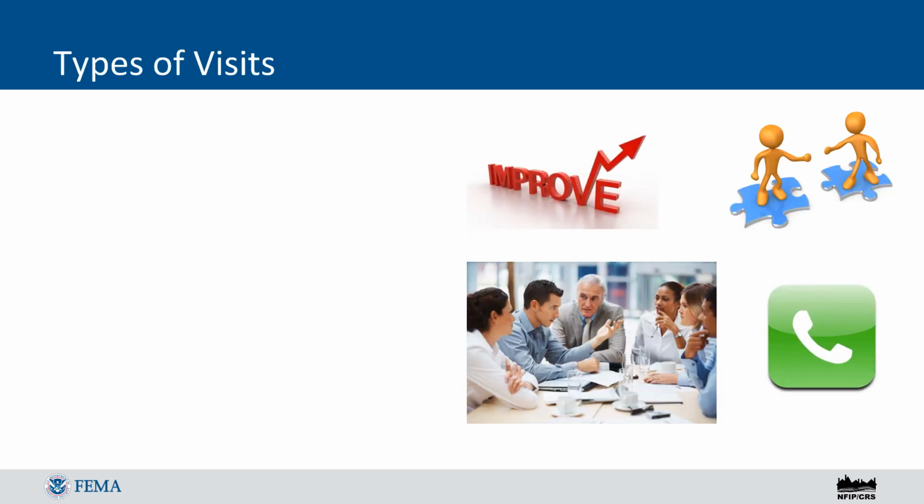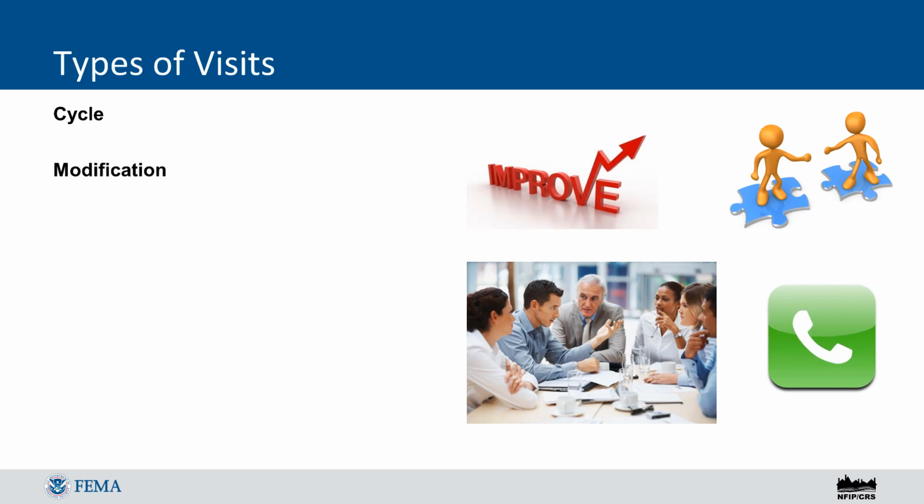Now let's talk about the different types of visits. We have cycle visits. That's the full verification of all your activities and all the documentation that determines your classification. Communities are either on a 3 or 5 year cycle schedule, depending on your class and the amount of discount you are providing your residents.